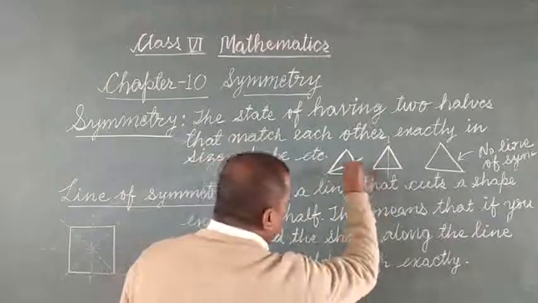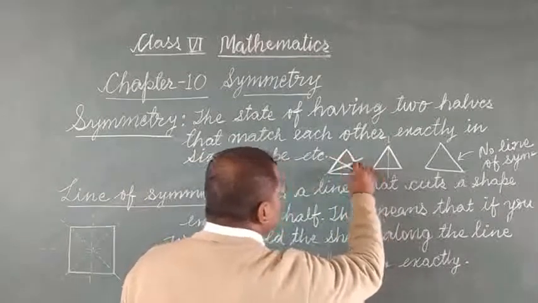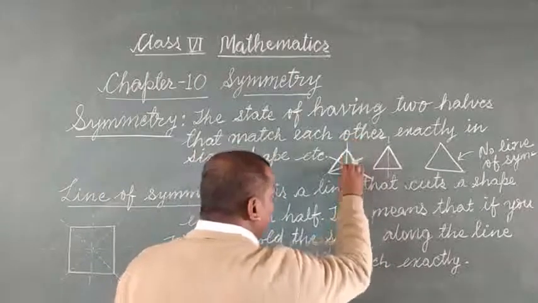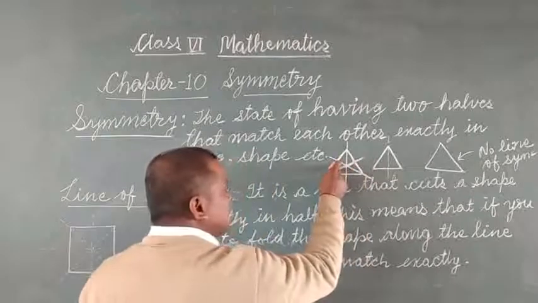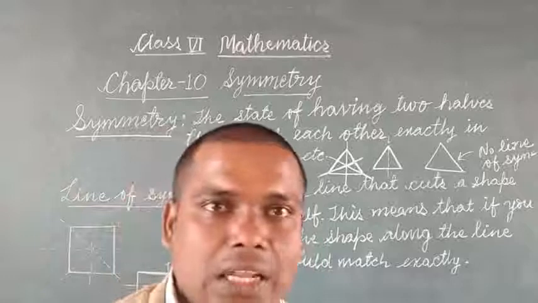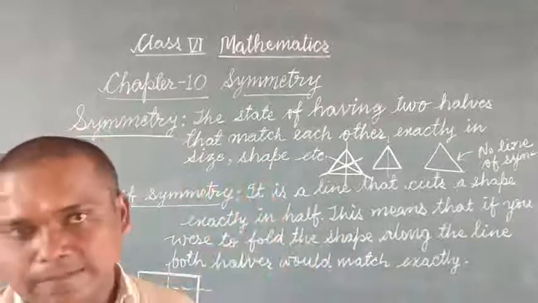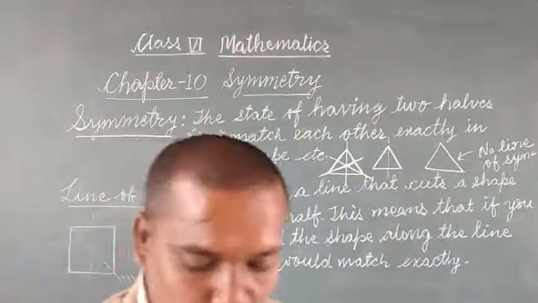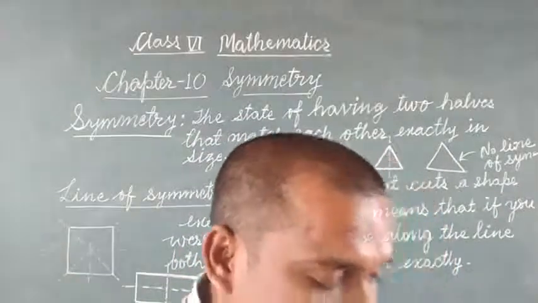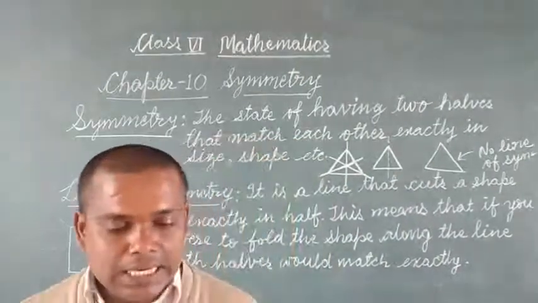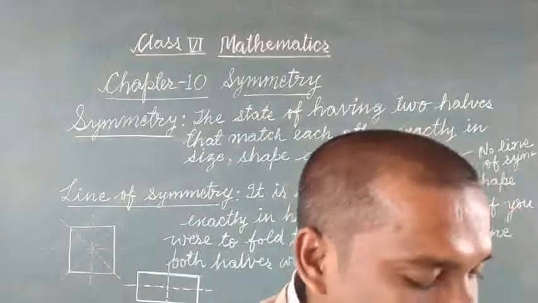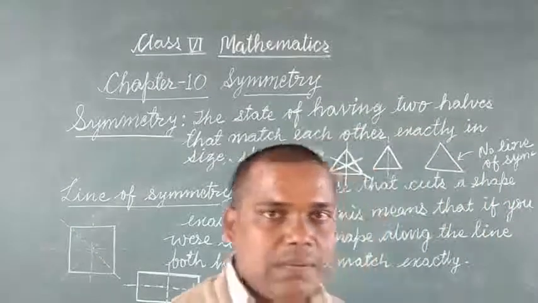From this side, if you fold, then this half exactly covers this part. So in the case of an equilateral triangle, we have 3 lines of symmetry. By drawing lines of symmetry, you can understand how many lines of symmetry different figures have. You can also cut pieces of paper in different figures to understand the line of symmetry.